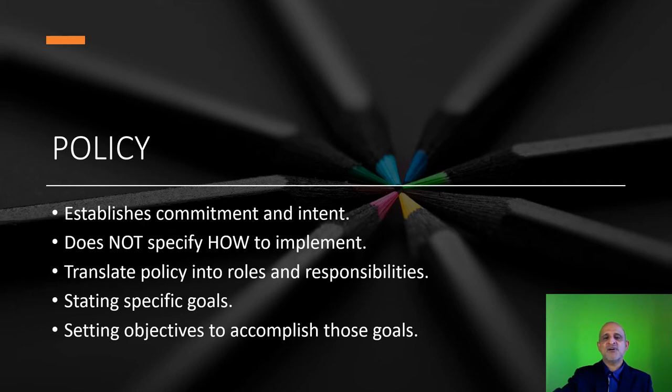So how does this actually work at a laboratory or containment facility? We always begin with the policy. Now the policy establishes commitment and intent. For instance, I have given you an example of a general policy statement. The organization is committed to implementation of biosafety measures in order to ensure a safe working environment for the laboratory workers and for the environment. This is a policy. However, as you notice, this policy does not specify how to implement. This policy must be translated into roles and responsibilities. Specific goals must be stated and specific objectives must be developed in order to accomplish these goals.